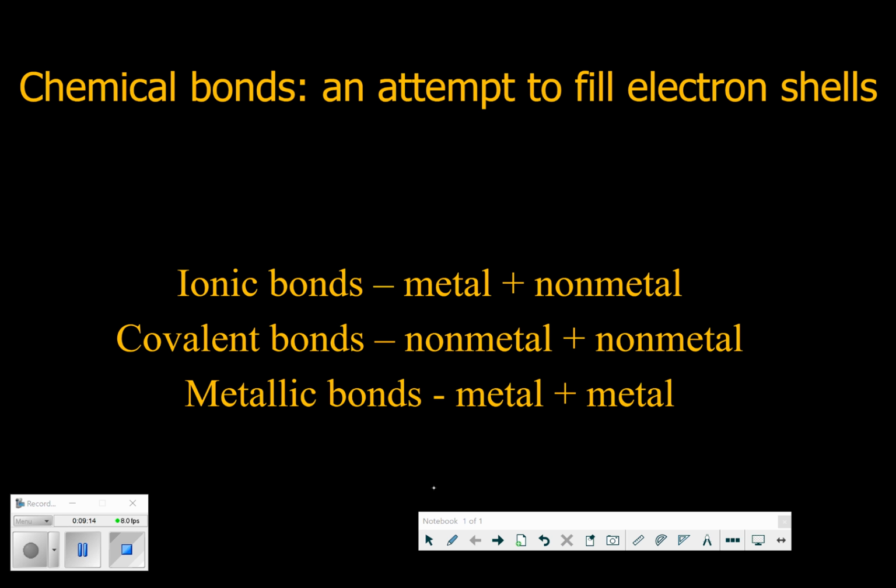The last one is a metallic bond. Metallic bonds are going to be any two metals bonded together. Okay, so when we get into our work, you are going to have to use your periodic table to figure out if the material is a metal, a nonmetal, or a metalloid. Remember, ionic bonds are a metal plus a nonmetal. Covalents are two nonmetals or a nonmetal plus a metalloid. Or a metallic bond is two metals.